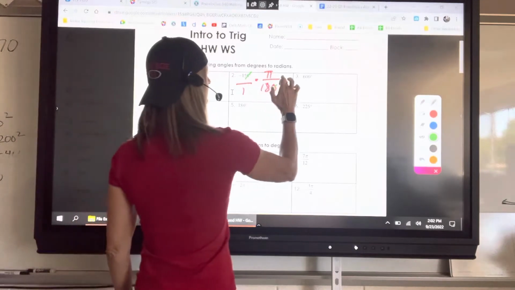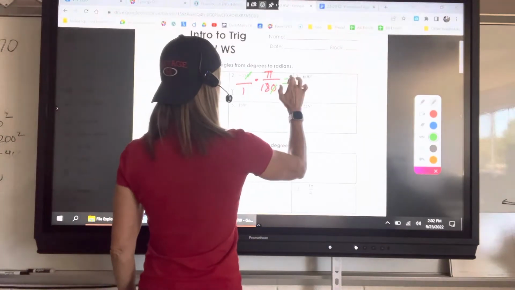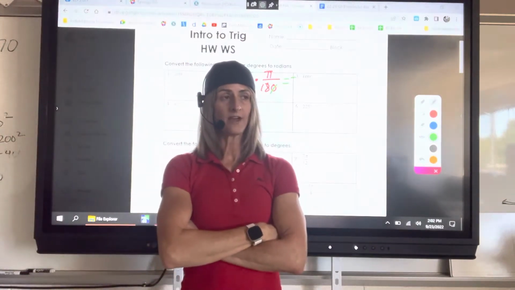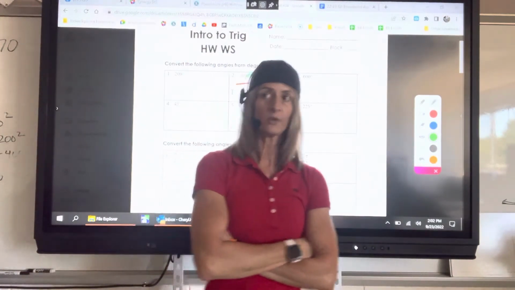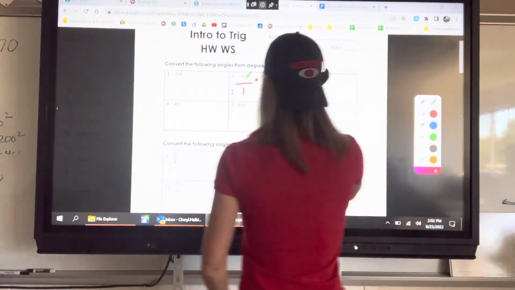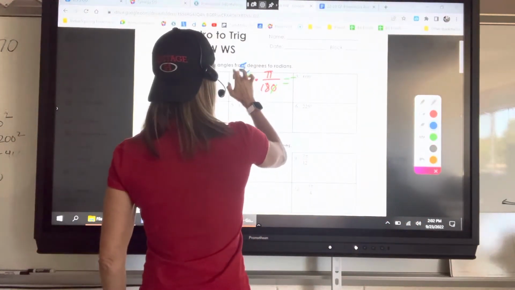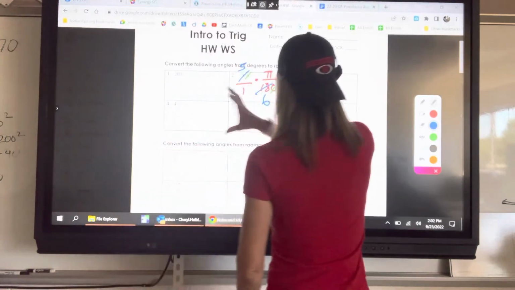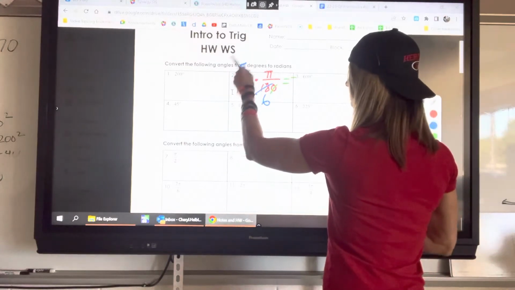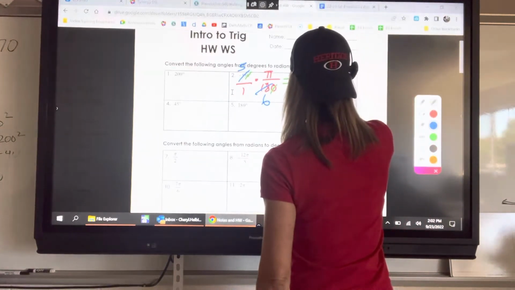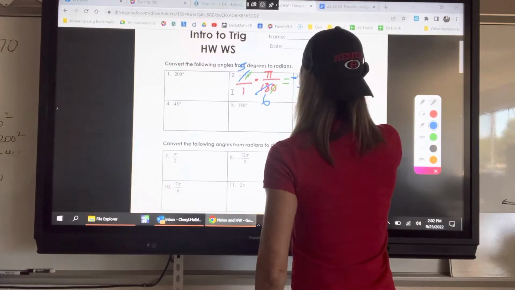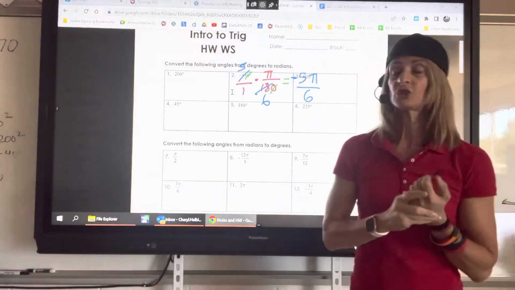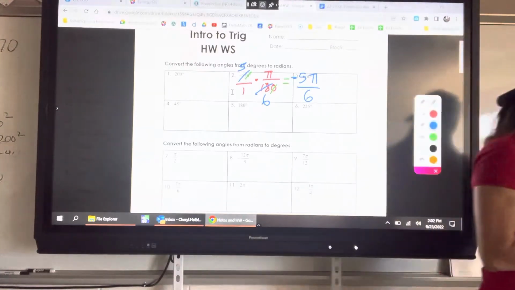We know we're going to have a negative in our answer, right? What number goes into 15 and also 18? What's the greatest common factor of 15 and 18? 3. 3 goes into 15 5 times. 3 goes into 18 6 times. So multiplying across, we have negative 5 pi, and the denominator is 1 times 6, 6. And now we've changed our degrees to radians.